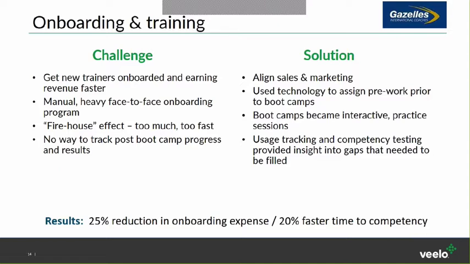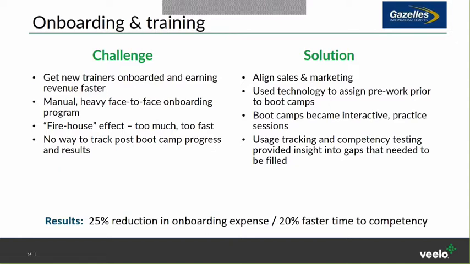And so that turned the boot camps from kind of very instructional one way to, okay, come prepared to apply what you've just read and learned. And boot camps became very interactive practice sessions. So they're actually teaching their trainers how to be trainers in an interactive classroom setting and getting real-time feedback from the class.